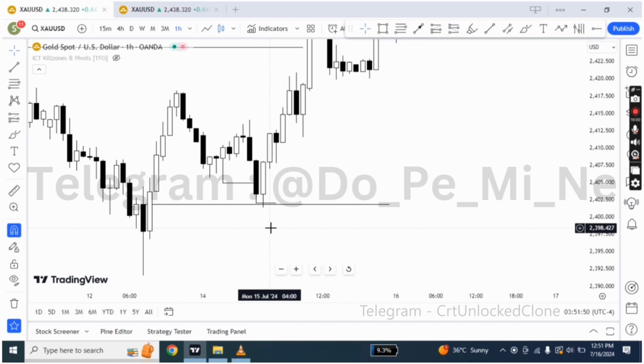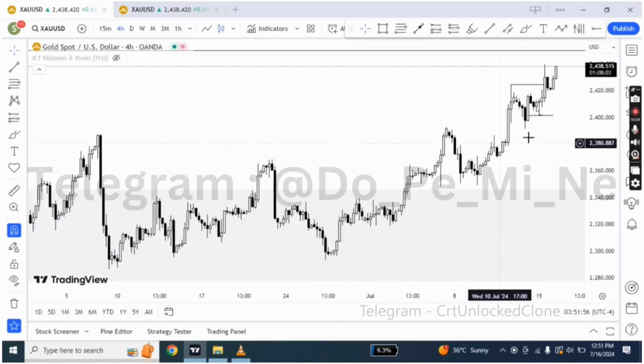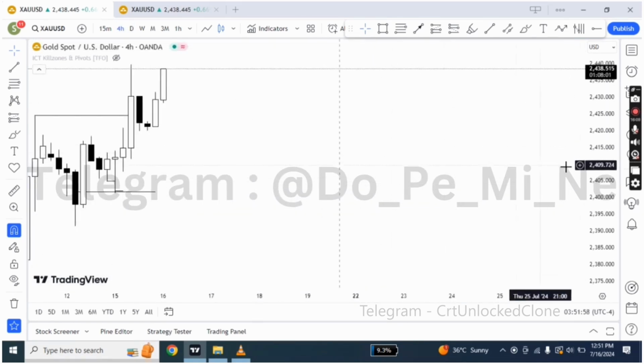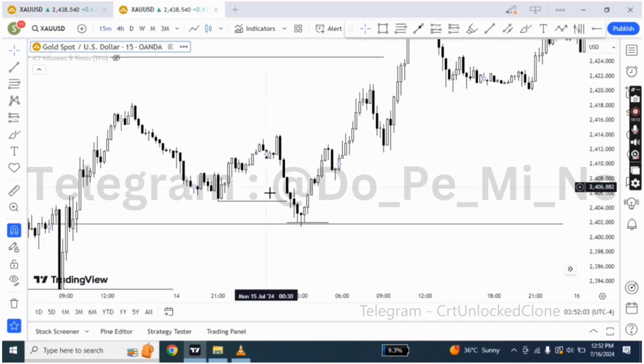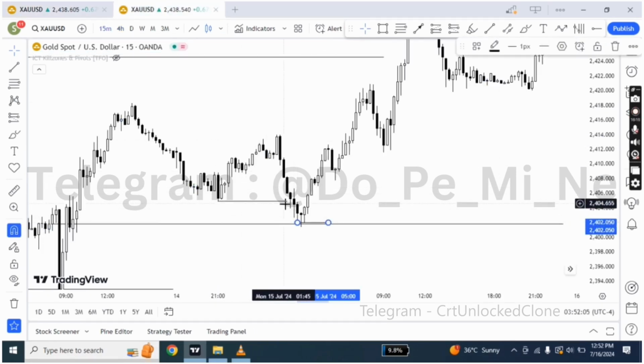Now you might be saying that this is a 1-hour CRT, but remember it's just a refined CRT. The actual CRT is on the 4-hour, and based on time frame alignment, we're going to use the 15-minute for entries for a 4-hour CRT, right? So let's get into the 15-minute time frame.